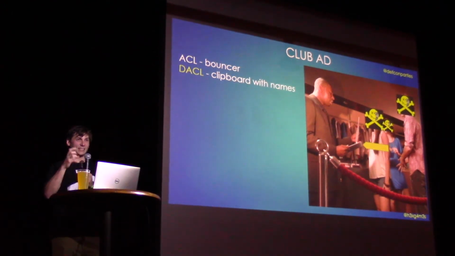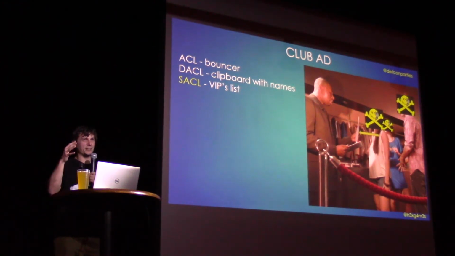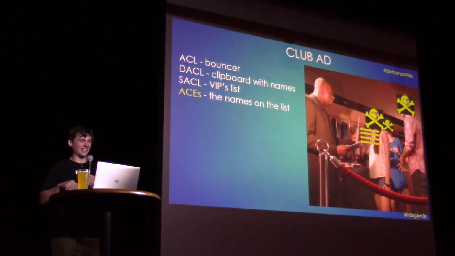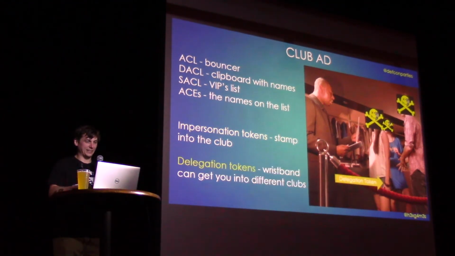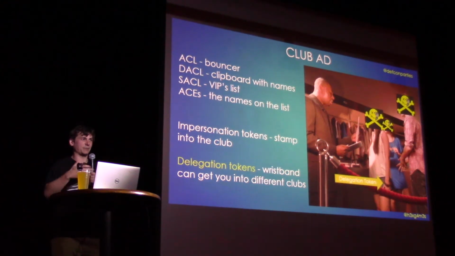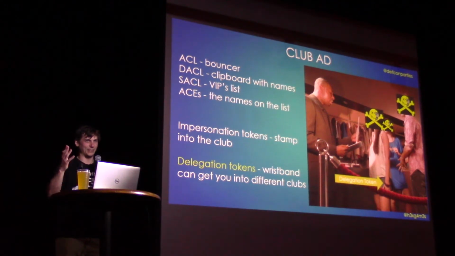The DACL is the clipboard he's holding, because it's got the list of names of people that can get into the club. And then we've got the SecKC, which is the VIP list, because those guys get paparazzi with them, and they're logged wherever they go. The ACEs are just the names on that list. And then the impersonation token, you can think of like a stamp that gets you into the one club, and the delegation token is like a wristband that gets you into every club on the strip. So hopefully that brought ACLs, DACLs, SecKCs, and all that together somewhat, in the worst way.